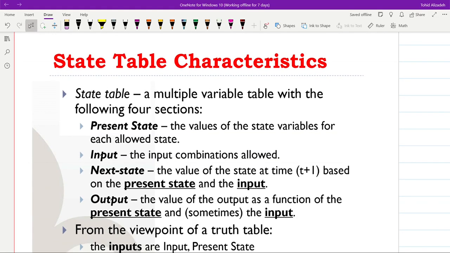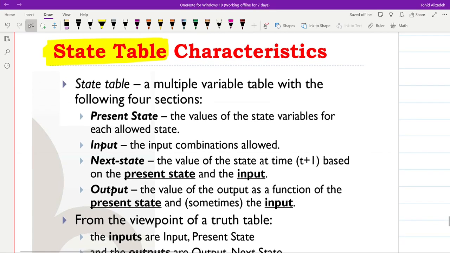All right, so now we are going to see about the state table. State tables are kind of similar to truth tables, and they could be used in order to help us analyze the behavior of a sequential circuit or in order to design a sequential circuit. So basically, a state table is a multiple variable table with the following 4 sections. The first section is the present state. The next one is the input, and then we have the next state, and finally we have the output.